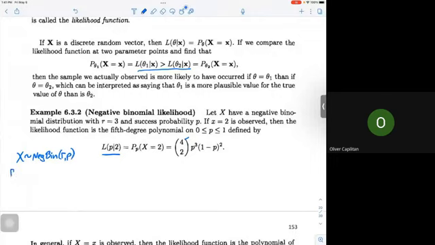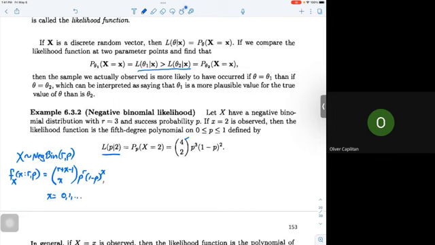So the PMF, we have r and p. We have here a combination of r plus x minus 1 taken x. So we have here the probability of success raised to r, and then 1 minus p raised to x. And then the value of x, the support for this random variable, we have 0, 1, and so on and so forth.